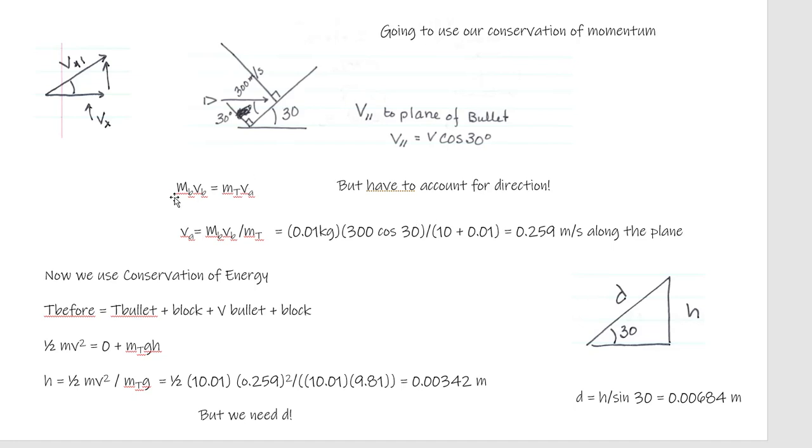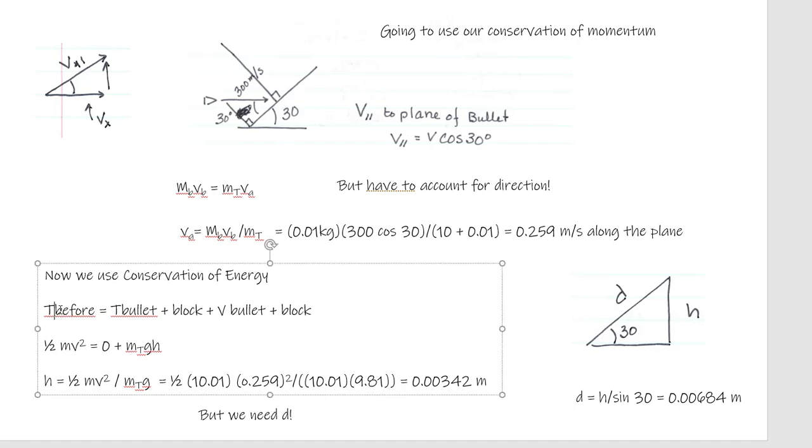So we still have our momentum before equal to our momentum after. The block is at rest, so I can disregard that. I'm going to have the total mass after, so I can take that into account. I'm going to put in the mass of my bullet times the velocity of my bullet parallel to the plane, divided by the total mass of the system, which tells me that at the instant of that collision, the velocity is going to be 0.259 meters per second along the plane. So let's look at how we're going to use conservation of energy.